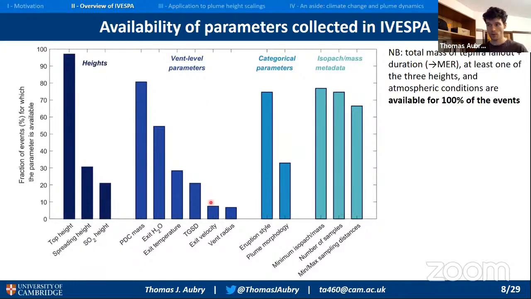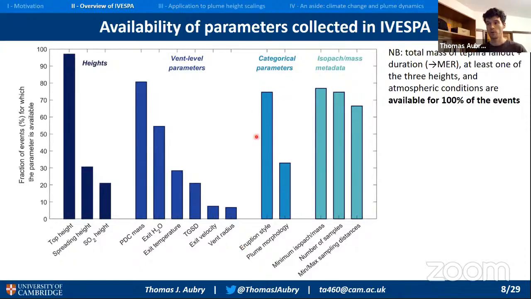Then other eruption source parameters we've collected include, for example, the mass derived from pyroclastic density currents, the exit content of water vapor, and exit temperature. You can see these are generally available for between 30 and 70% of the eruptions. TGSD is the total grain size distribution, and this was rarely available, but still we have it for 20% of the events. So that's roughly 25 events where we have all of the mass eruption rate, the plume height, the atmospheric conditions, and the total grain size distribution.